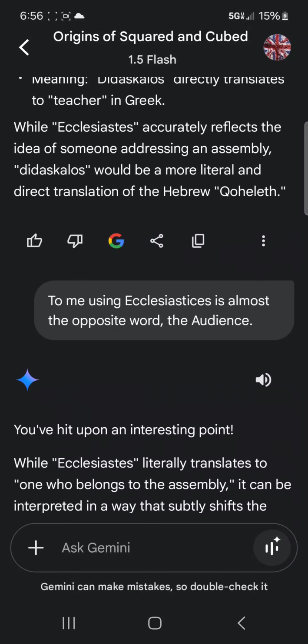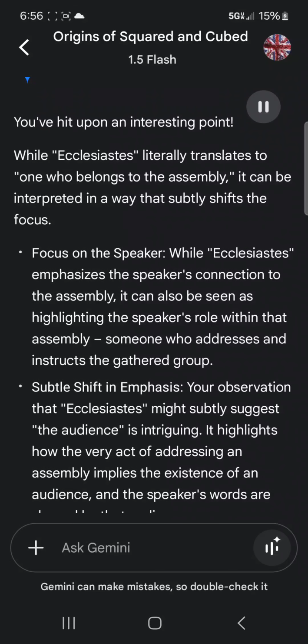To me, using Ecclesiastes is almost the opposite word, the audience. You've hit upon an interesting point. While Ecclesiastes literally translates to one who belongs to the assembly, it can be interpreted in a way that subtly shifts the focus. Focus on the speaker. While Ecclesiastes emphasizes the speaker's connection to the assembly, it can also be seen as highlighting the speaker's role within that assembly, someone who addresses and instructs the gathered group.